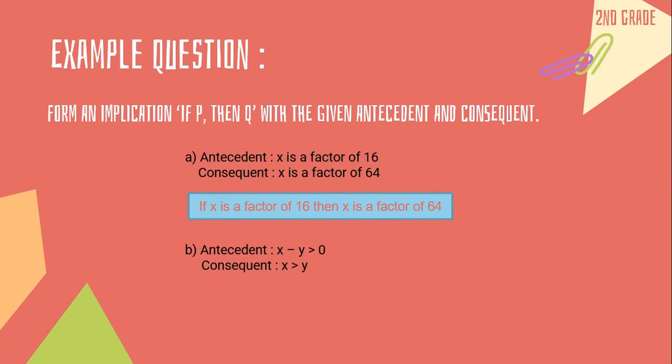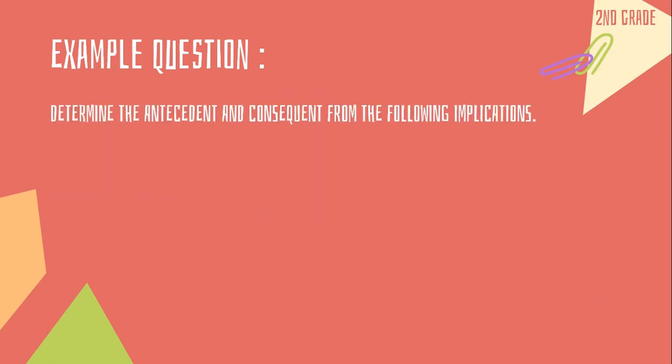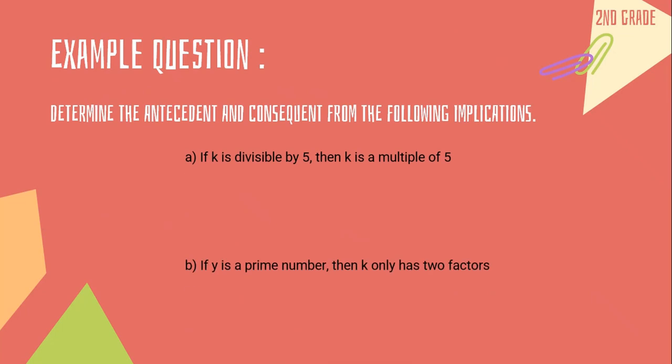Okay, next, the antecedent is X minus Y is greater than 0. The consequent, X greater than Y. So the implication will be if X minus Y is greater than 0, then X is greater than Y. Okay, the next example, we also have two questions. So the question is determine the antecedent and consequent from the following implication.